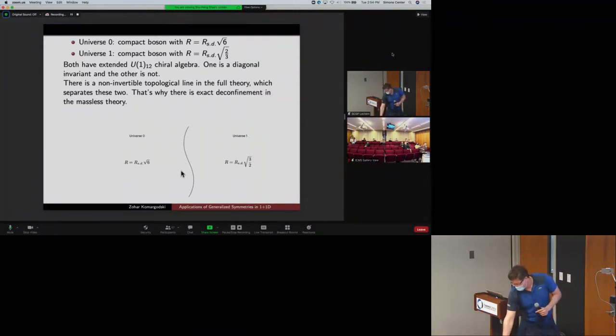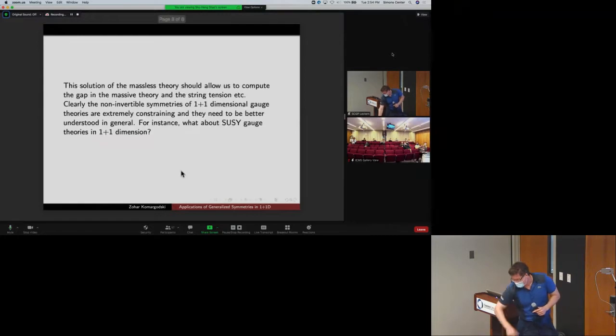But the bottom line is that gauge theories, especially massless gauge theories, or gauge theories with a very small mass in 1+1 dimensions, typically have a huge amount of non-invertible symmetries, which are non-obvious. And you can try to solve many such theories, in particular maybe the supersymmetric 1+1 dimensional theories and so on.